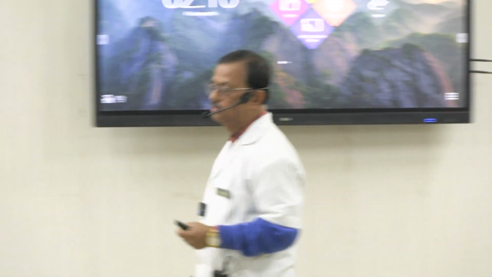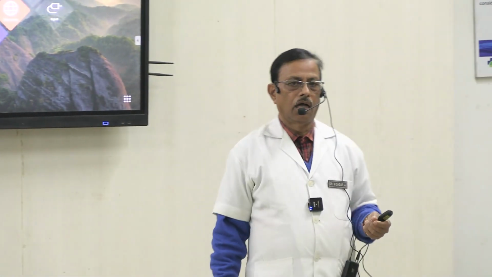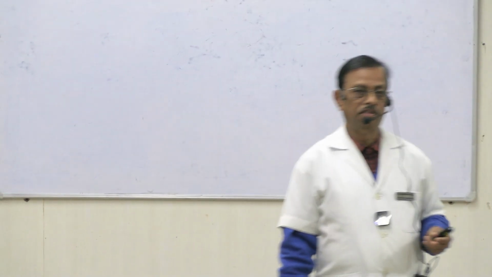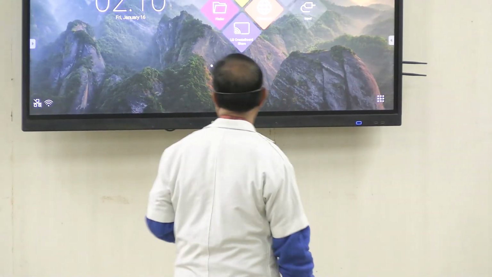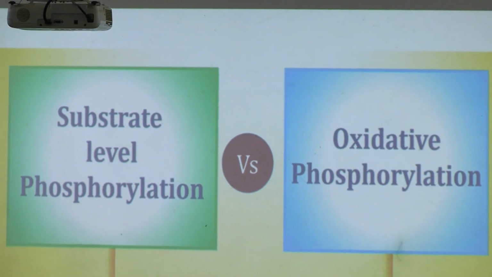Now the function of proton gradient is to produce ATP, and that is done by the complex 5 or ATP synthase. So we will see how it is done. Now, in last class, we have seen what is phosphorylation.